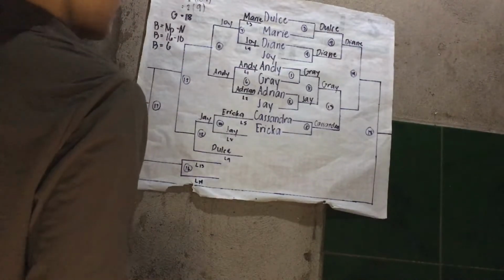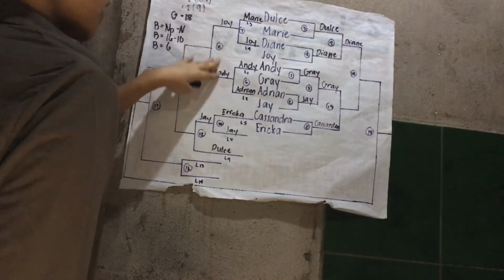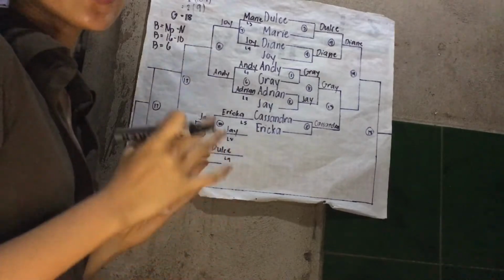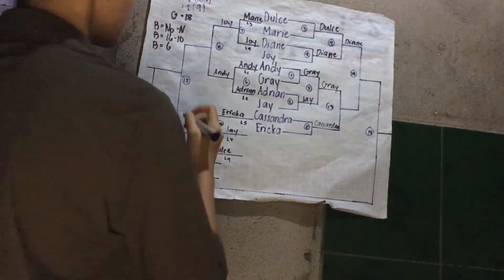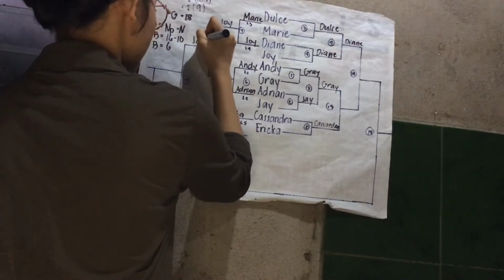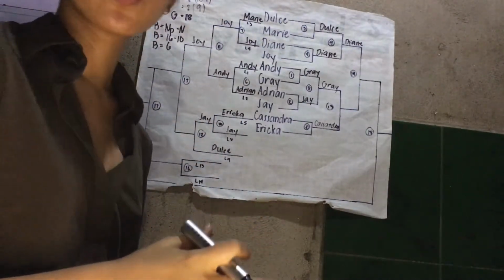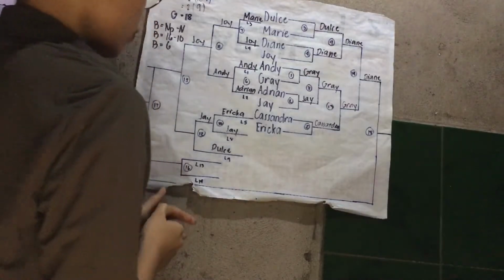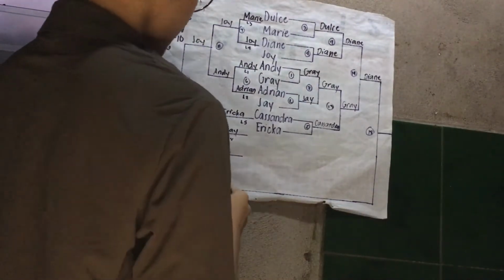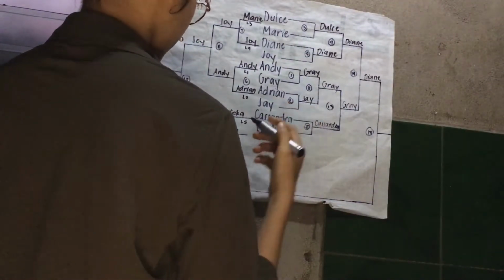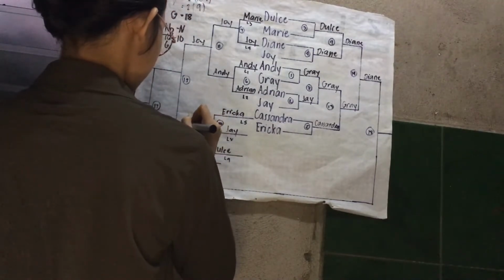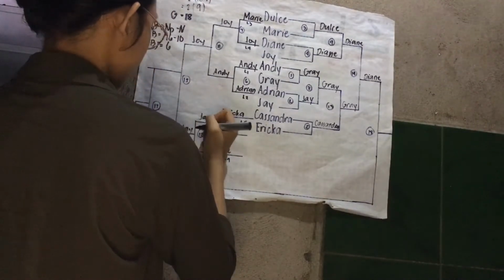And for our game 11, Joy and Andy already took a rest and it's their turn to play. Let's say that Joy wins this game. And now Andy is already eliminated since he already lost 2 matches. For our game 12, we have Jay versus Dulce. Let's say that Jay wins this round.